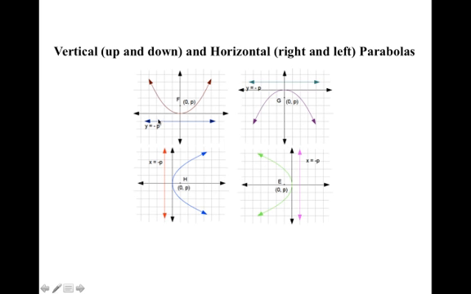Okay, they're functions. You can write them in y equals ax squared plus bx plus c form. We're going to write them in a little different form today, but you can write them in that form. The other big group are the horizontal parabolas, and they open to the right or to the left. And these are our horizontal parabolas, and they are not functions because they fail the vertical line test.